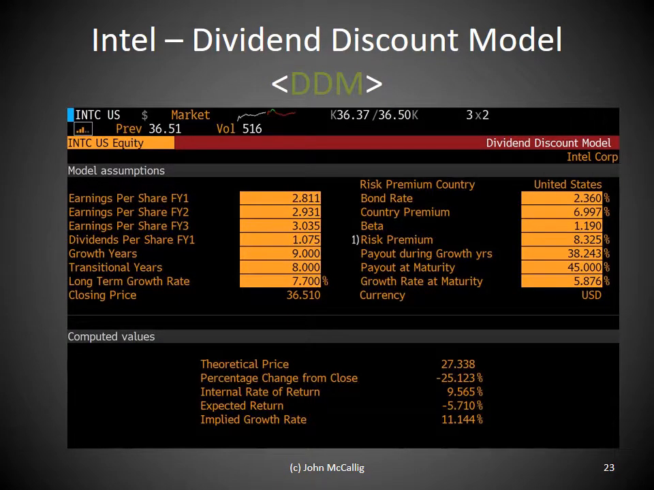Bloomberg offers a dividend discount model, and it has a number of stages. I think it's a 3-stage dividend discount model. I don't use this screen much. You can have a look at it if you want to. I generally do my own dividend discount models.